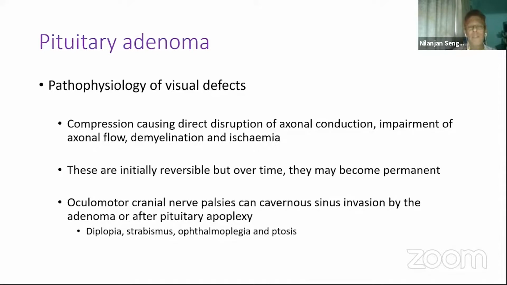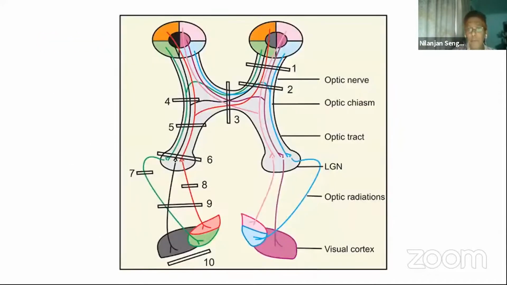And there may be cranial nerve palsies also, especially if the tumor invades or compresses the cavernous sinus, which can also add to the visual problem. Now, this is a well-known diagram. The optic nerve may be compressed, leading to unilateral blindness. The optic chiasma may be compressed, leading to the typical bitemporal hemianopia. If the optic tract is jeopardized, there may be homonymous hemianopia, and so on.